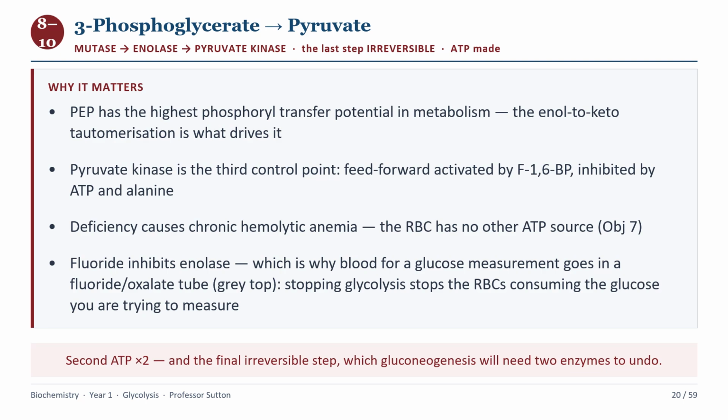And this is one lab detail that shows up in questions as a scenario. Fluoride inhibits enolase. That is why blood drawn for glucose measurement goes into a gray top tube containing fluoride and oxalate. Stopping glycolysis in the tube stops the red cells from utilizing the glucose you're trying to measure. If the stem of the question says this, just look out for that particular thing in the stem of a question.